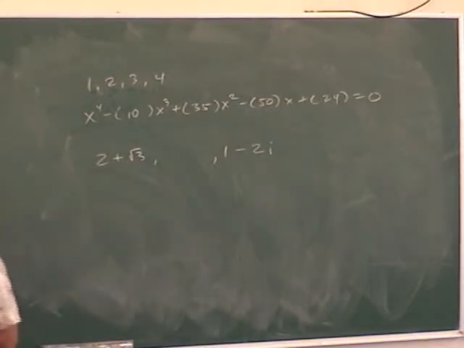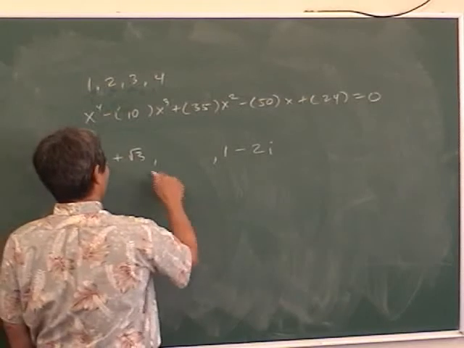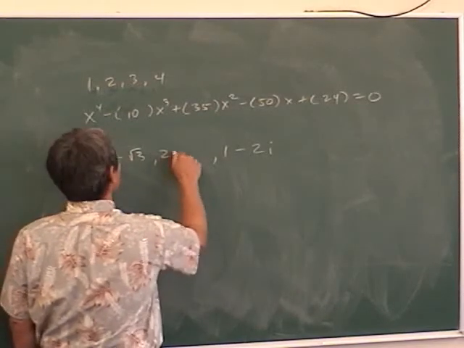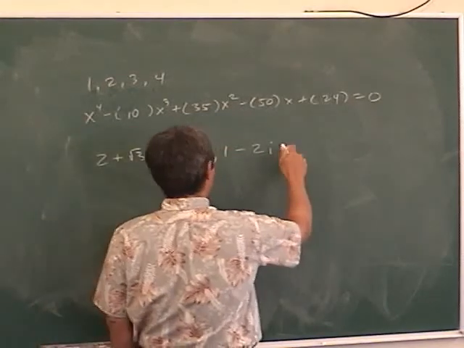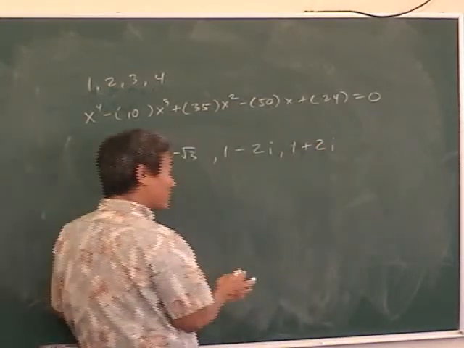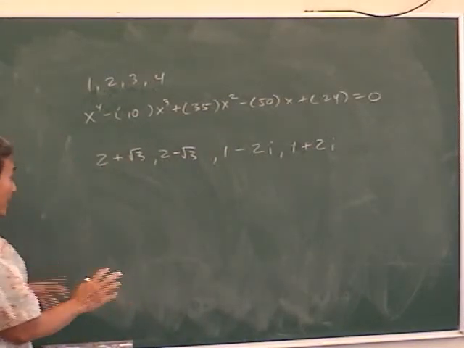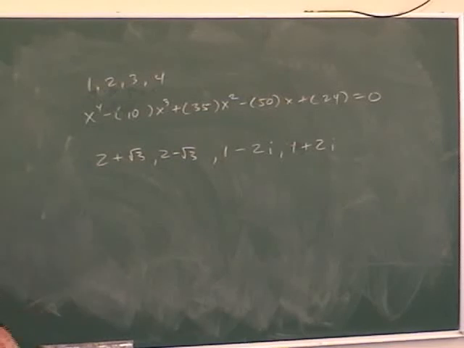So what is the degree of this polynomial going to be? 4. So if 2 plus root 3 is a root, 2 minus root 3 has to be a root. And if 1 minus 2i is a root, 1 plus 2i is a root. So anytime you have a radical or an imaginary, the conjugate has to be a root as well, yeah? Okay, now think, what would be the fastest way to do this problem?